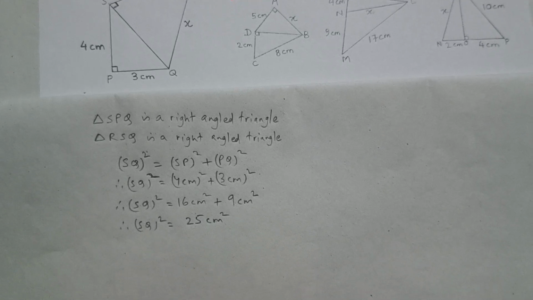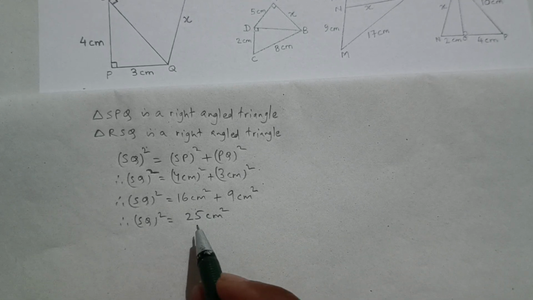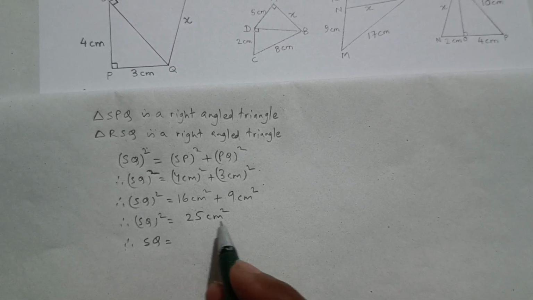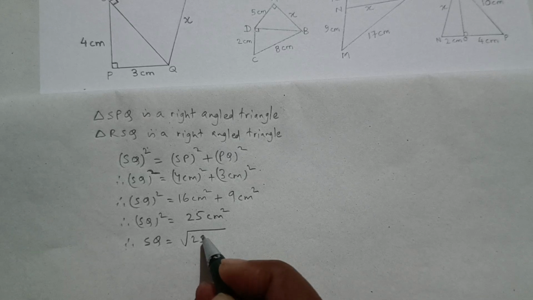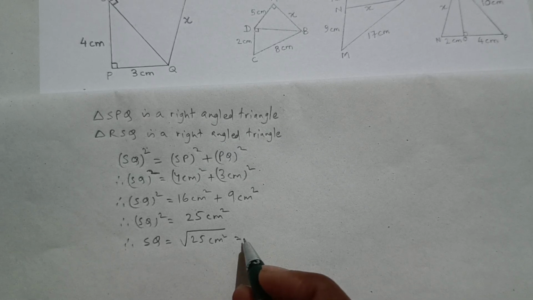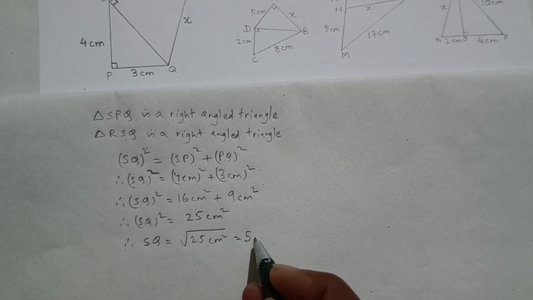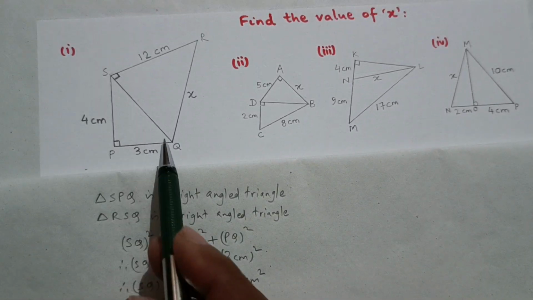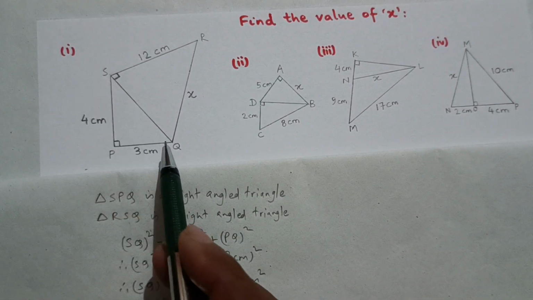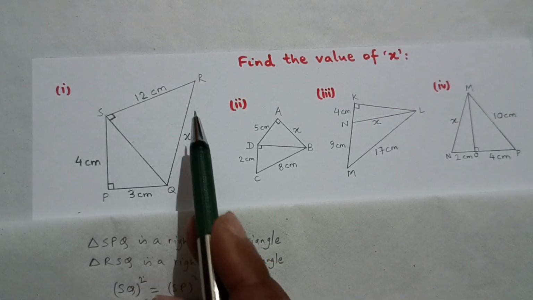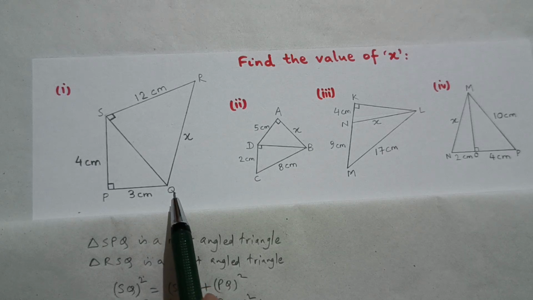So SQ whole square is 25 centimeter square. What is SQ? SQ will be the square root of this. The square root of 25 centimeter square is, square root of 25 is 5 and square root of centimeter square is centimeter. So SQ is 5 centimeter. So we have found out what SQ is. Now let us look at triangle RSQ.